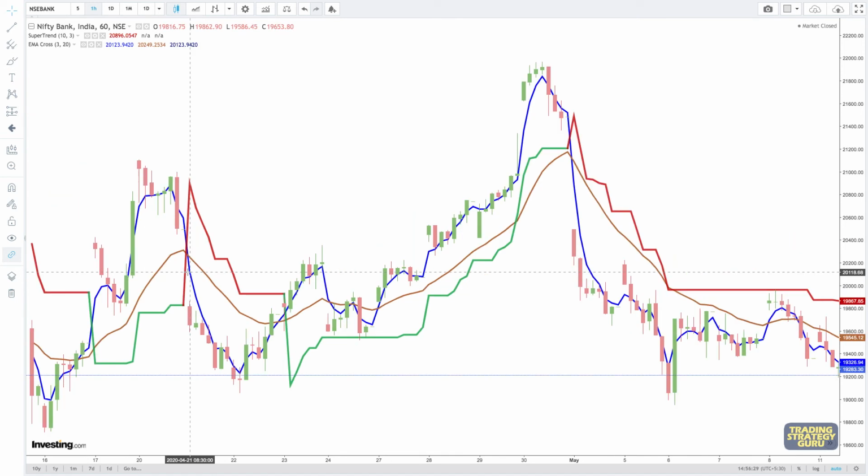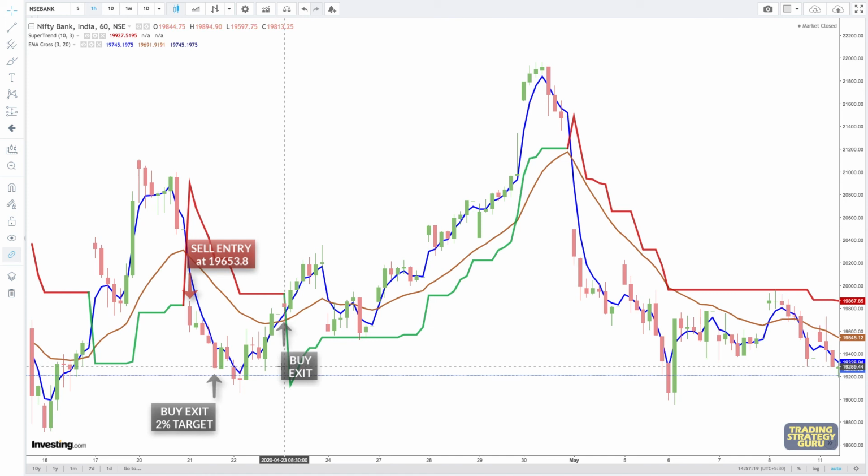Here the price is below SuperTrend and 3 EMA crosses below 20 EMA. Short trade is taken. Here there is EMA crossover, trade is closed. As said earlier, if you are on a good profit, exit when the price crosses over 3 EMA.